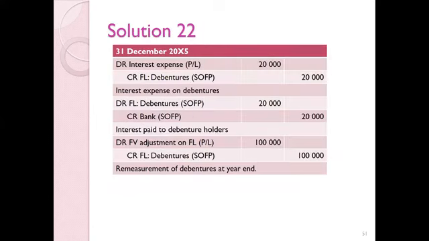How do we account for this additional increase in value of our financial liability? We need to credit our financial liability with 100,000 Rand, and we debit our fair value adjustment taken directly to profit or loss with 100,000 Rand.